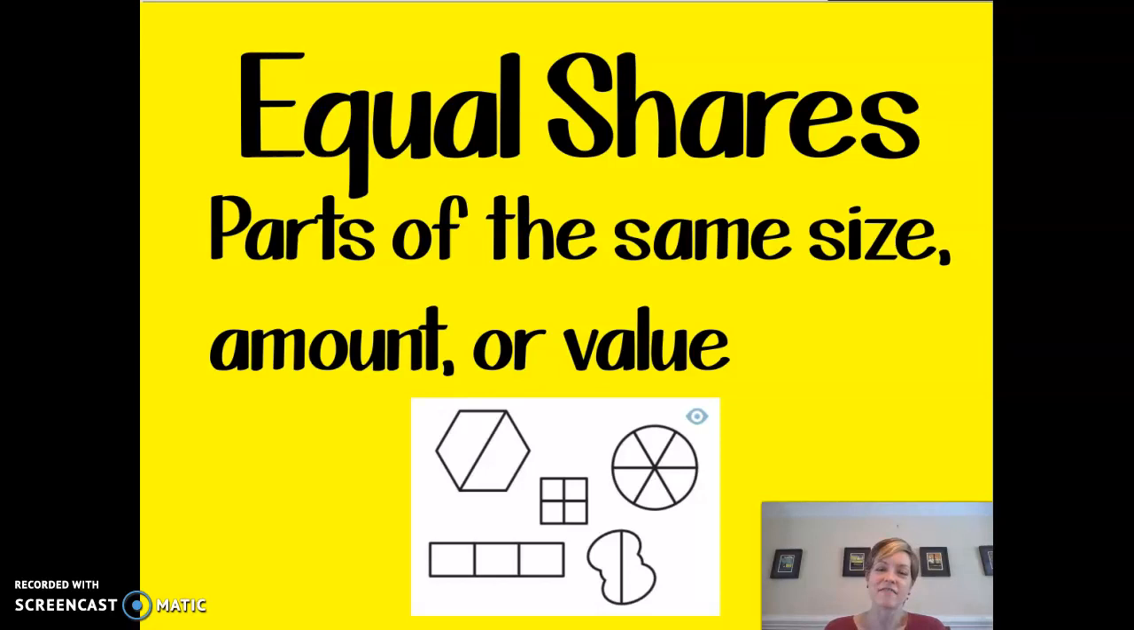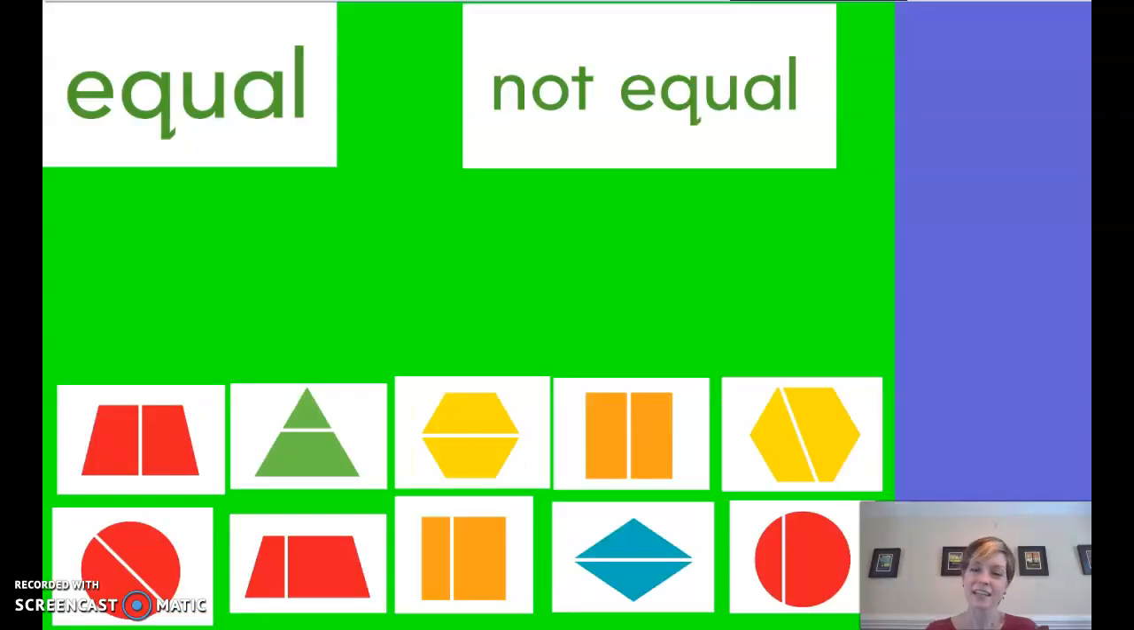Think about it as if you were sharing a piece of cake with your brother or your sister. I know when my sister and I were little girls and we would share something, it was very important to us that we either had the same amount or that our pieces were exactly the same size. So here I have some shapes. They've all been cut into two pieces, and we just need to decide if those pieces are the same size. If they are, those are equal shares. But if they're not the same size, well, then they're not equal.